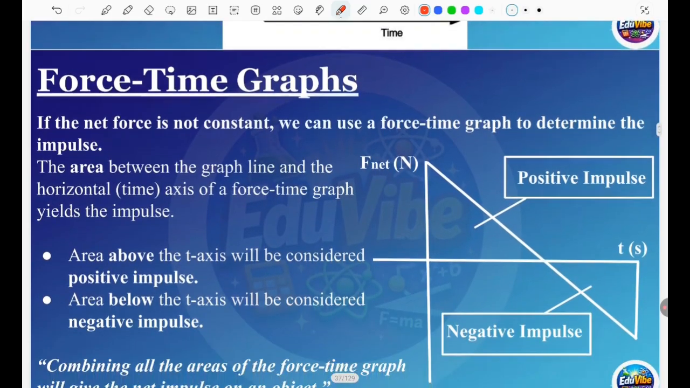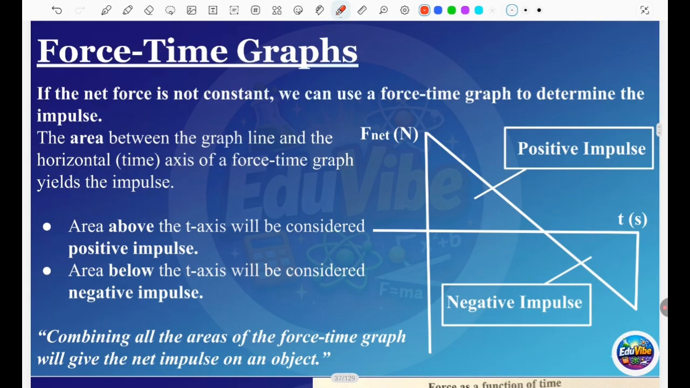So how can we deal with this? Firstly, we start with some things we have to know, then we do an example. If the net force is constant, which is always the case when we're dealing with basic impulse calculations, that is simple. But today we will focus on when the net force is not constant. In that case we can use a force time graph to determine the impulse. If the question mentions that the net force is not constant, we have to use the force time graph to calculate the impulse, the change in momentum.